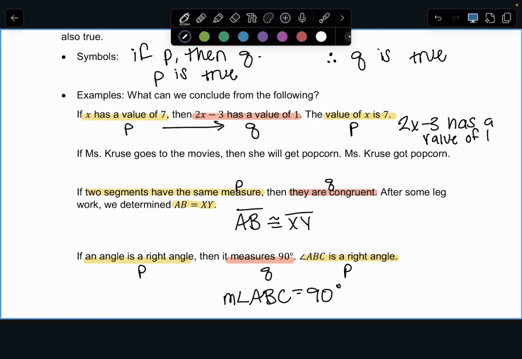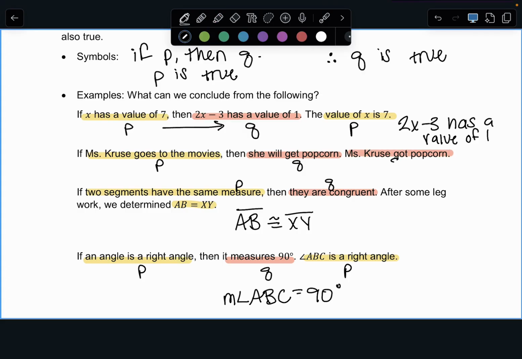Sometimes, though, they will try to trick you. Let's look at this one. It says, if Miss Cruz goes to the movies, let's call that P, Miss Cruz going to the movies, then she will get popcorn. That's a new statement. Let's call it Q. And then it says, Miss Cruz got popcorn. Does this go with P or with Q? Q.